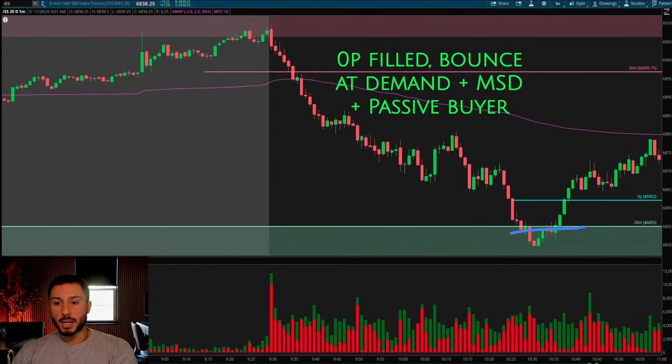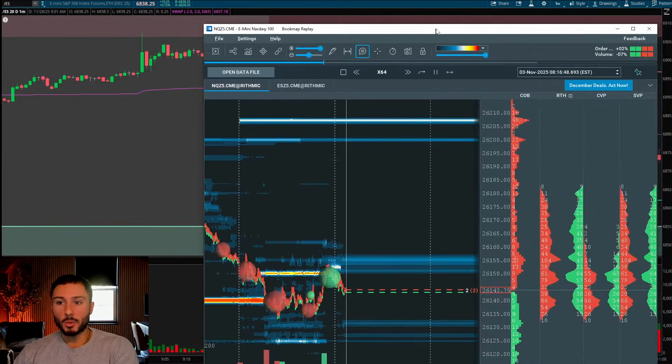The market's going to bounce here, it's going to rally, and it's going to go fill this zero print. And these were the confluences for me to take the market long at this level of demand right here, targeting just the zero print. It filled it in 3 minutes. And let's kind of go back and simulate this.